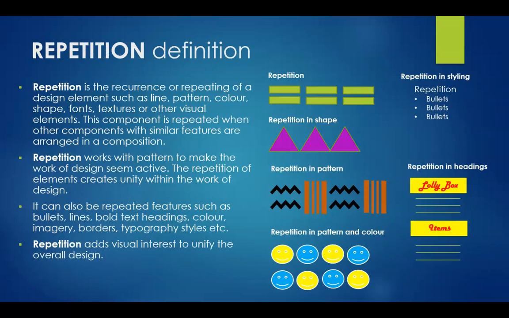Repetition definition. Repetition is the reoccurrence or repeating of a design element such as line, pattern, color, shape, fonts, texture, or other visual elements. This component is repeated with other components with a similar feature that are organized in a composition. Repetition works with the pattern to make the work of design seem active. The repetition of the elements creates unity within the work of design.